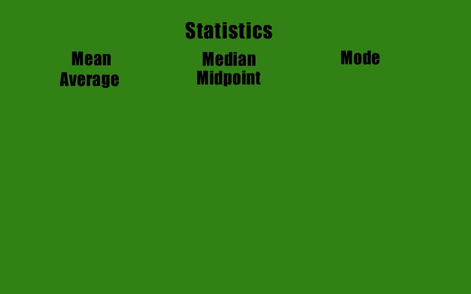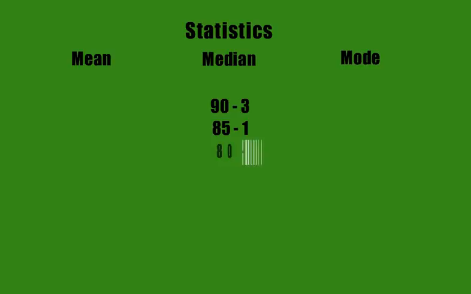They will ask you questions about the mean, median, and mode. Remember that the mean of a series of numbers is the average, the median is the 50th percentile, half the values are above it, half the values are below it, and the mode is the most frequent or common score. Let's say a teacher gave a test. 3 students scored 90, 1 scored 85, 1 scored 80, 2 scored 75, 1 scored 70, and 1 scored 65.